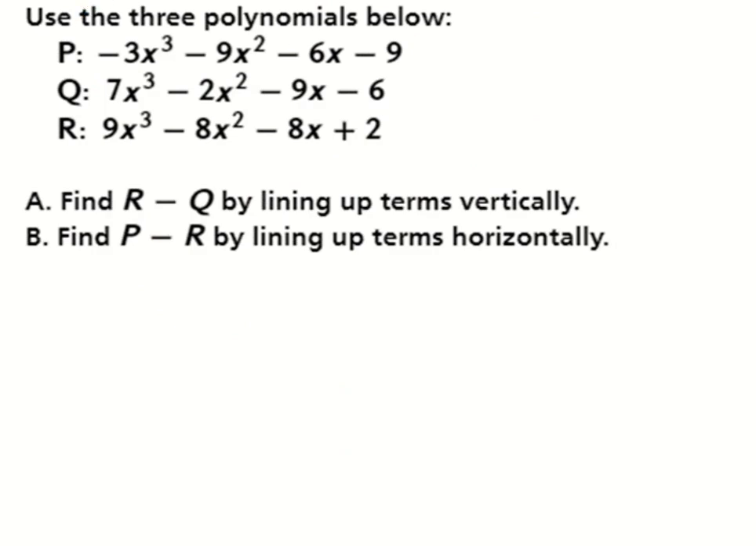Okay, so here's what we're going to do. I want you to find r minus q. So we're taking r, subtracting q from it. And you can line them up vertically like we just did. And then you can do p minus r and try doing that maybe horizontally. Figure out which method you like more. So pause it, try it, and see how it goes.